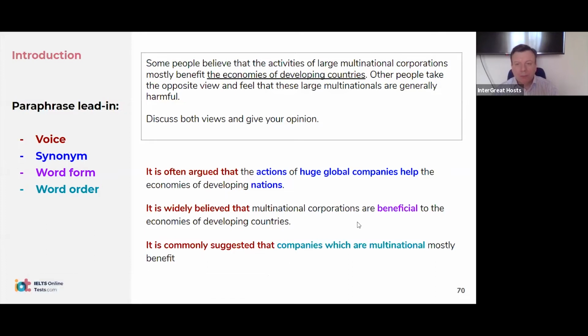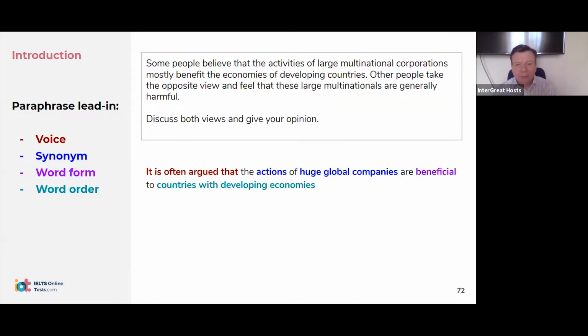Okay. Countries with developing economies. All right. Okay, good. Right. So we'll throw these ones in the mix for our introduction. So it's often argued the actions of huge global companies are beneficial to countries with developing economies. Right. So others hold the opposite view and feel that.